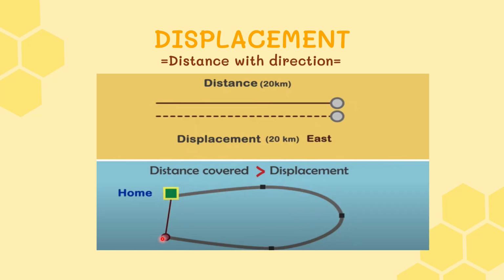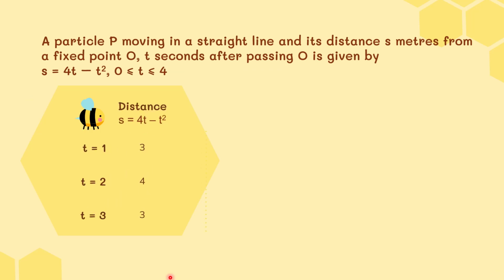Let's see this example. A particle P moves in a straight line, and its distance s in meters from a fixed point O, t seconds after passing O, is given by s equals 4t minus t squared, from 0 up to 4. Then we can calculate this distance using the equation. When t equals 1, s will be 3. When t equals 2, s is 4. And when t equals 3, s is 3.